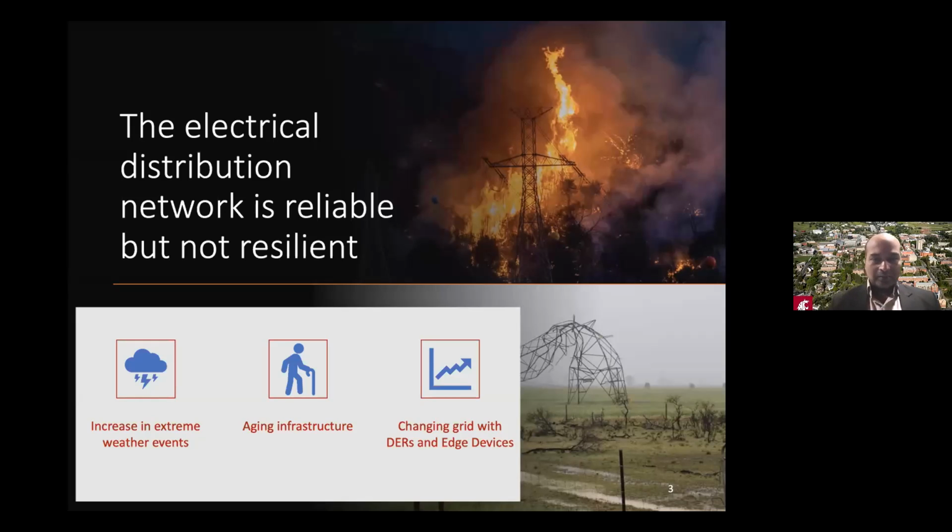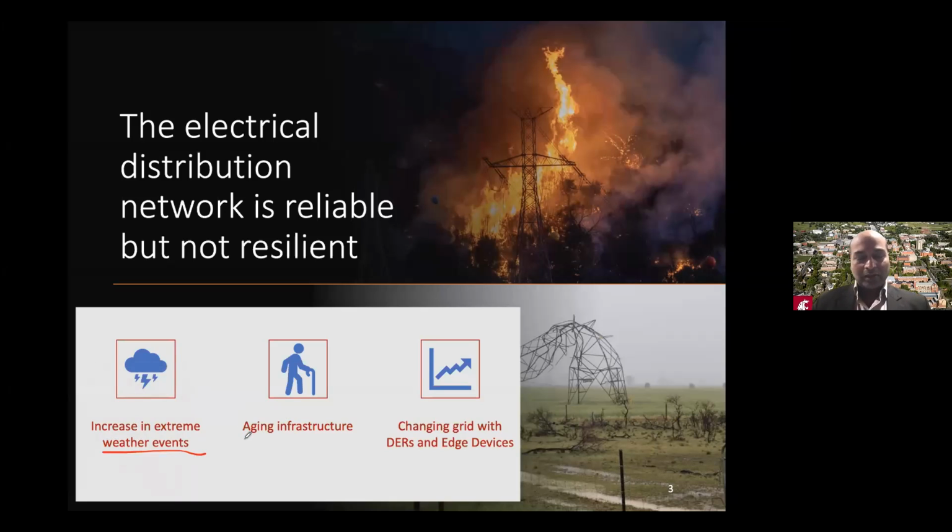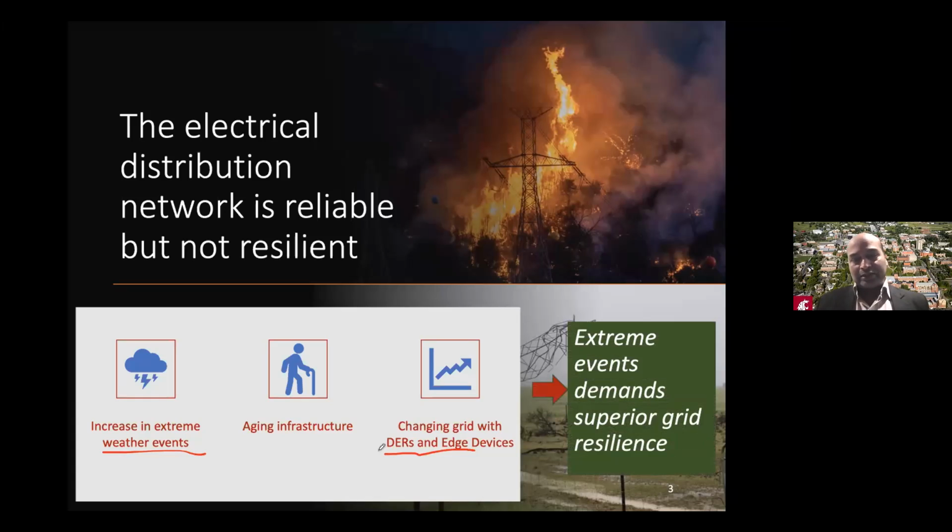So what do we need to solve this problem? We need to find out what is causing these events and their impact. The first is, of course, the increase in extreme weather events, which I just talked about. Then our grid is aging. If you look at the DOE data, which came a couple of years ago, take transformers: the average age of a transformer should be around 42 years, but it's already much more than that. The third important reason is that more distributed energy resources and edge devices are being connected, which means our operation, control, and even market paradigm are changing a lot.